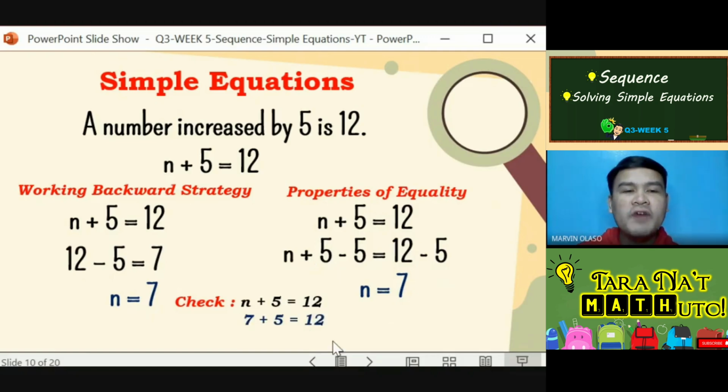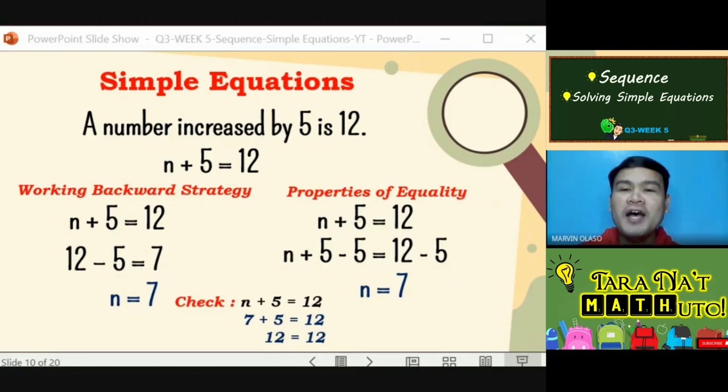So, 7 plus 5, we have 12. So, they are equal. It means that the answer 7, yung nawawala, yung ating unknown is correct. Yan ang ibig sabihin yan. Ibig sabihin, 7 yung ating answer. A number increased by 5 is 12. So, the number is 7 is the answer.